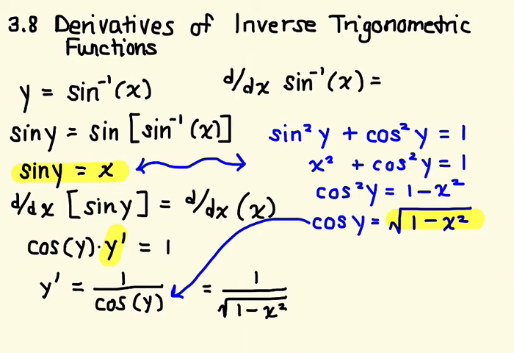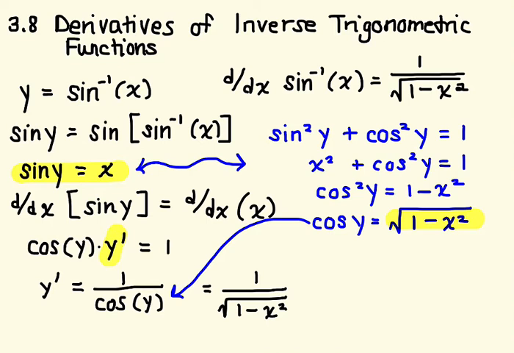Let's put this up here. So the derivative with respect to x of the arc sine function is 1 over the square root of 1 minus x squared. So I'm going to leave it to you to derive the derivative of the cosine function. Using this, how would you find the derivative of the cosine function?